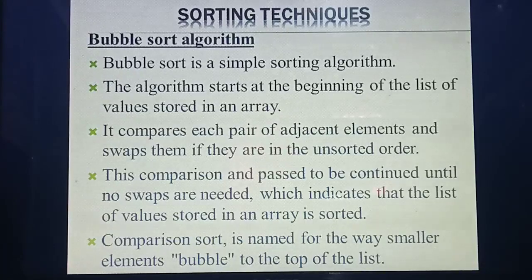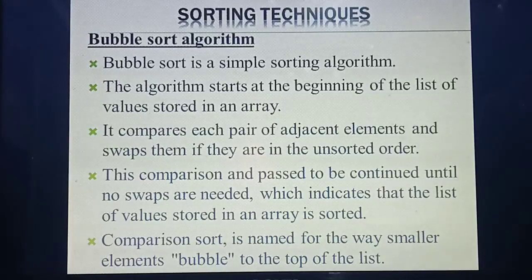Listen carefully. Here also a lot of values are stored in a list or array. The algorithm always starts at the beginning of the list. Yesterday you studied the binary search algorithm, where the searching starts from the middle of the elements. But this bubble sort algorithm starts from where? The beginning of the list.